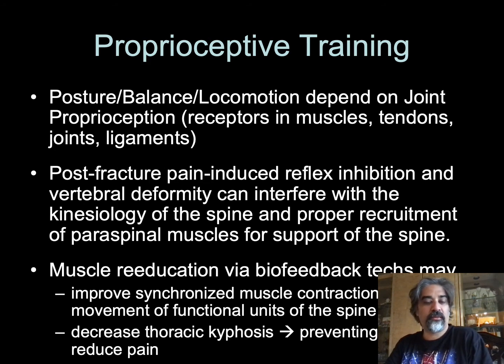So posture, balance, locomotion, all of these depend on joint proprioception. There are receptors in muscles, tendons, joints, ligaments, and skin, and they all play a role in proprioceptive input. So joint position sense is fundamental to posture, balance, and locomotion. Post-fracture pain, induced reflex inhibition, and vertebral deformity can interfere with the kinesiology of the spine and proper recruitment of paraspinal muscles for support of the spine. Therefore, muscle re-education through biofeedback techniques is very important to improve synchronized muscle contraction during movement of functional units of the spine.